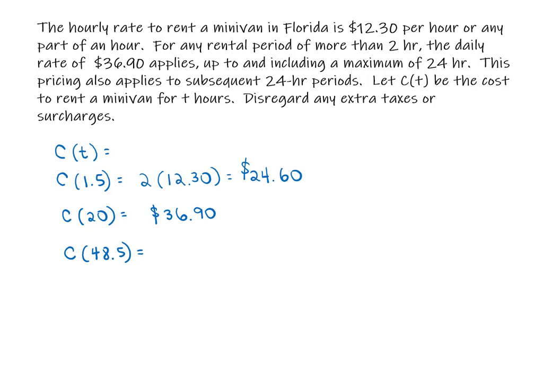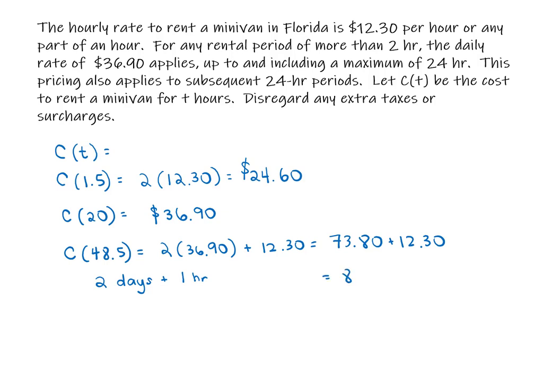The third question asks us, what is the cost if I want to rent it for 48.5 hours? Let's break that down. That's going to be the cost of 2 days plus 1/2 hour, which is a portion of 1 hour. And so we want to break it down conceptually, and then we're going to say, well, that's 2 days worth plus 1 hour. Let's see what that cost is. $73.80 plus $12.30. So that's going to be $86.10. That's to rent it for 48.5 hours, which is 2 days and a portion of 1 extra hour.